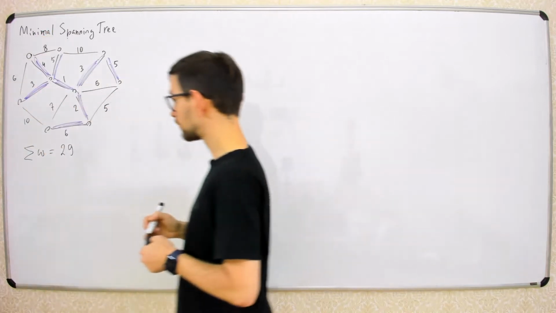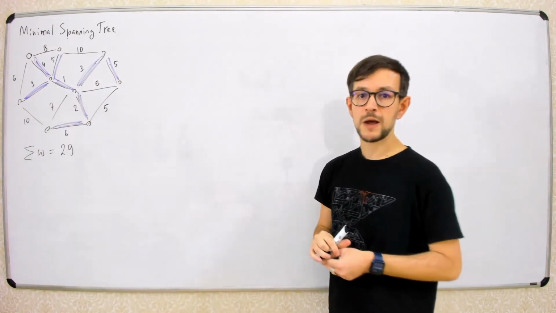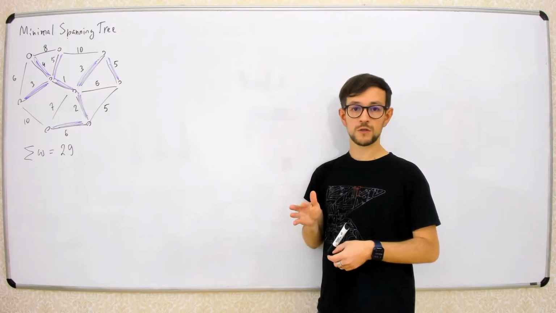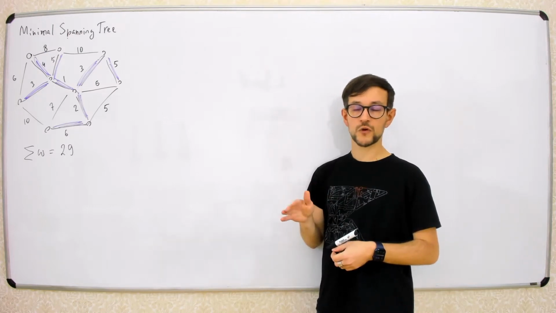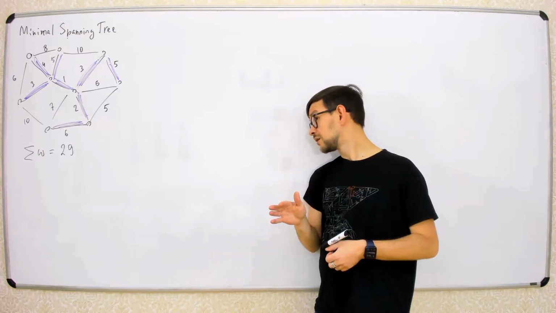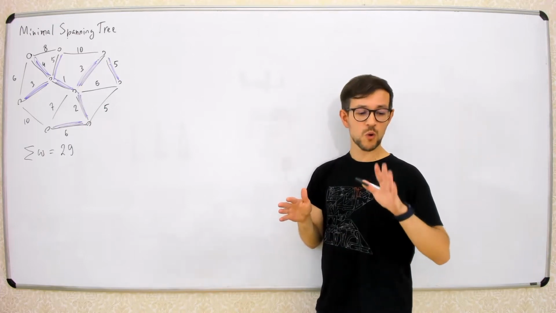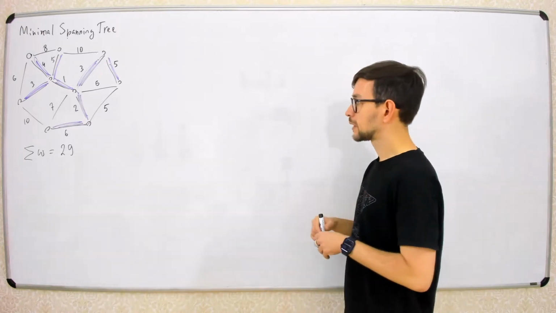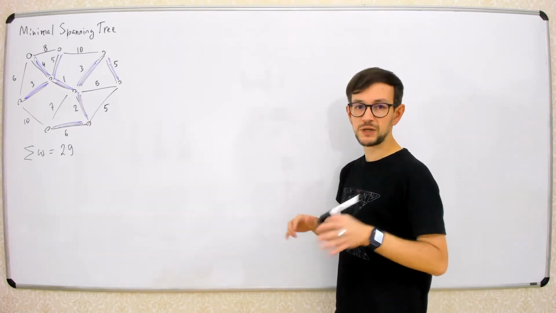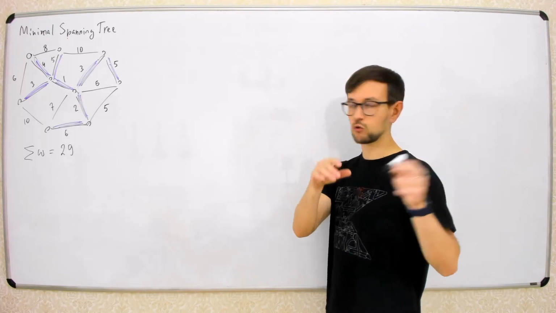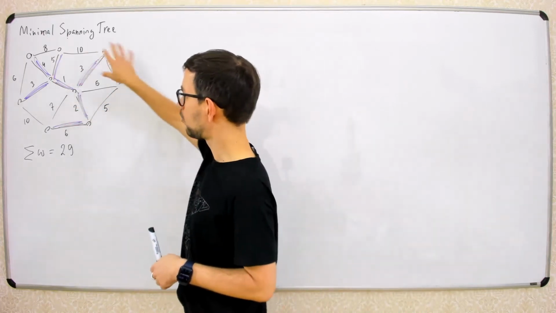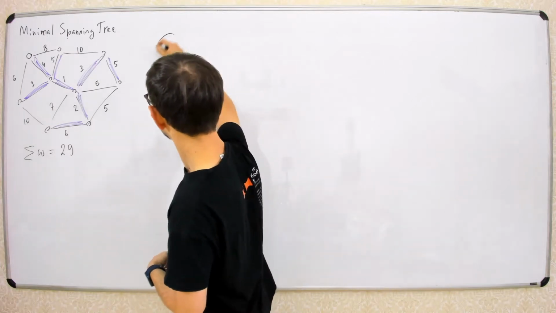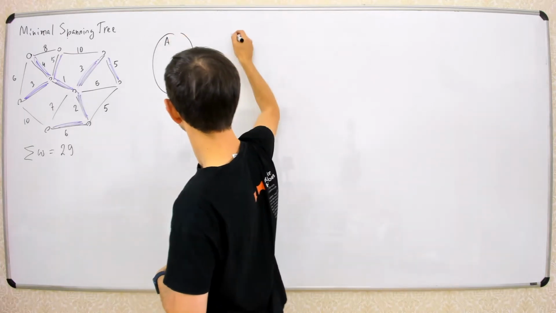Now, to solve this problem, there are many interesting algorithms. Most of them are based on the same lemma. So first, before we discuss all these algorithms, I will prove one simple lemma. It looks like this. Imagine you split the nodes of your graph into two groups. You have all nodes of your graph, you just split them into two non-intersecting sets. So the first set will be A and the second set will be B.